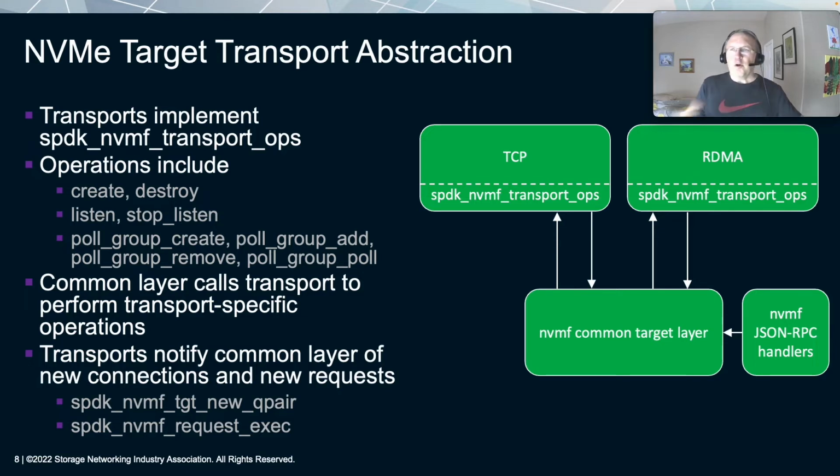And then in reverse, the transports are the ones that are actually listening for new connections. When they get a new connection, they call the NVMe-oF target new queue pair API to tell the common layer about the new queue pair. And similarly, when it receives a new request on one of those connections, it will call the NVMe-oF request exec function to tell the common layer, I want you to go process this NVMe request now.